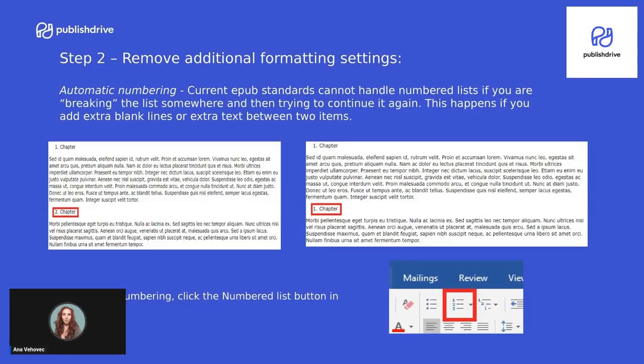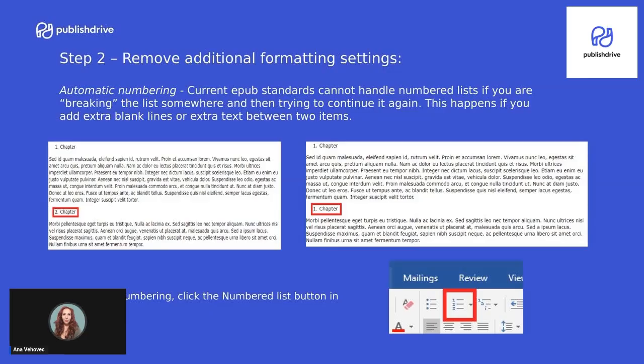We need to be mindful of automatic numbering. This is something that is often misunderstood. This is something you can use, but current EPUB standards cannot handle a numbered list if the list is breaking somewhere and then trying to continue again. This breaking happens if you add extra blank lines or text between the two items, which is shown in the pictures on the left, how you might see it in your text processor, and on the right, how you might be seeing it in the EPUB.